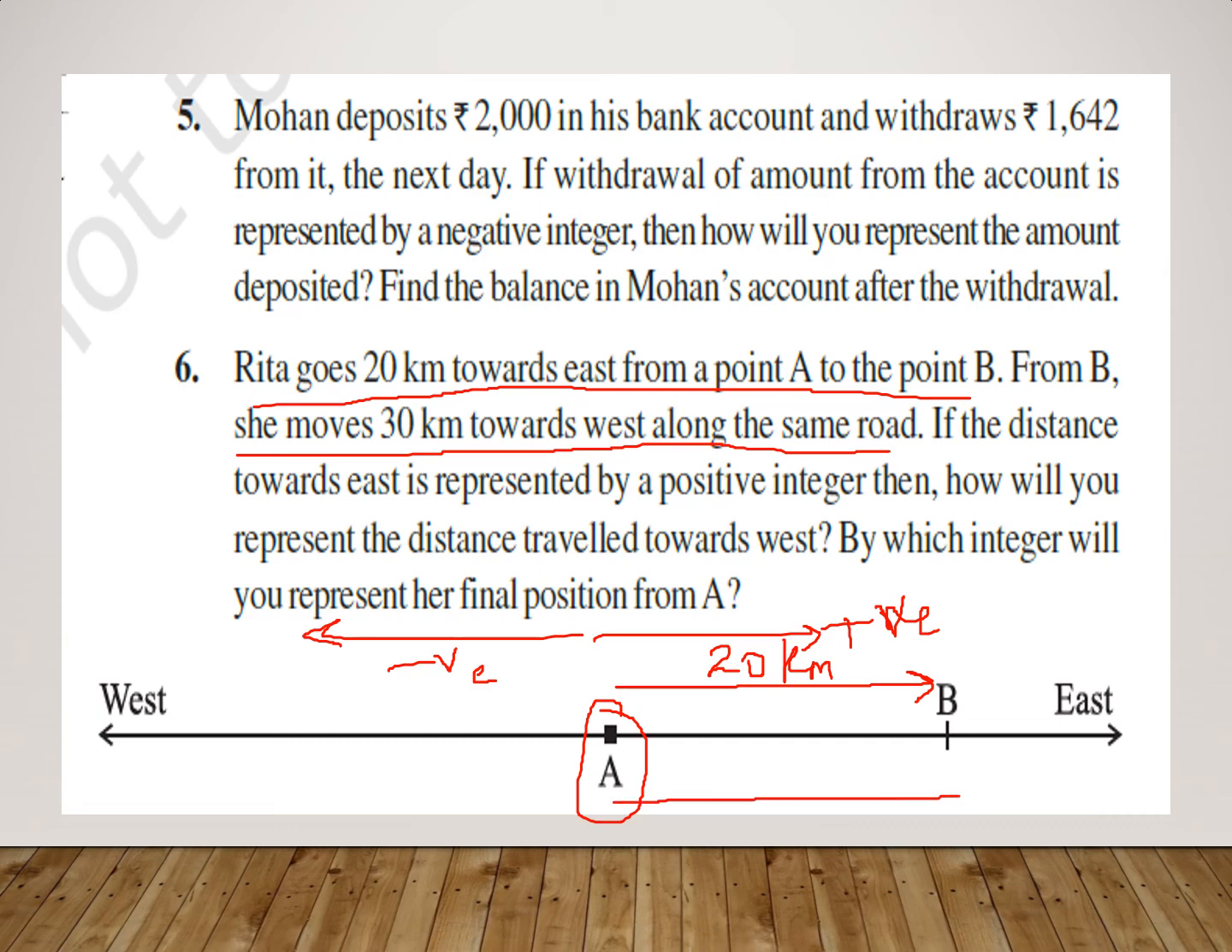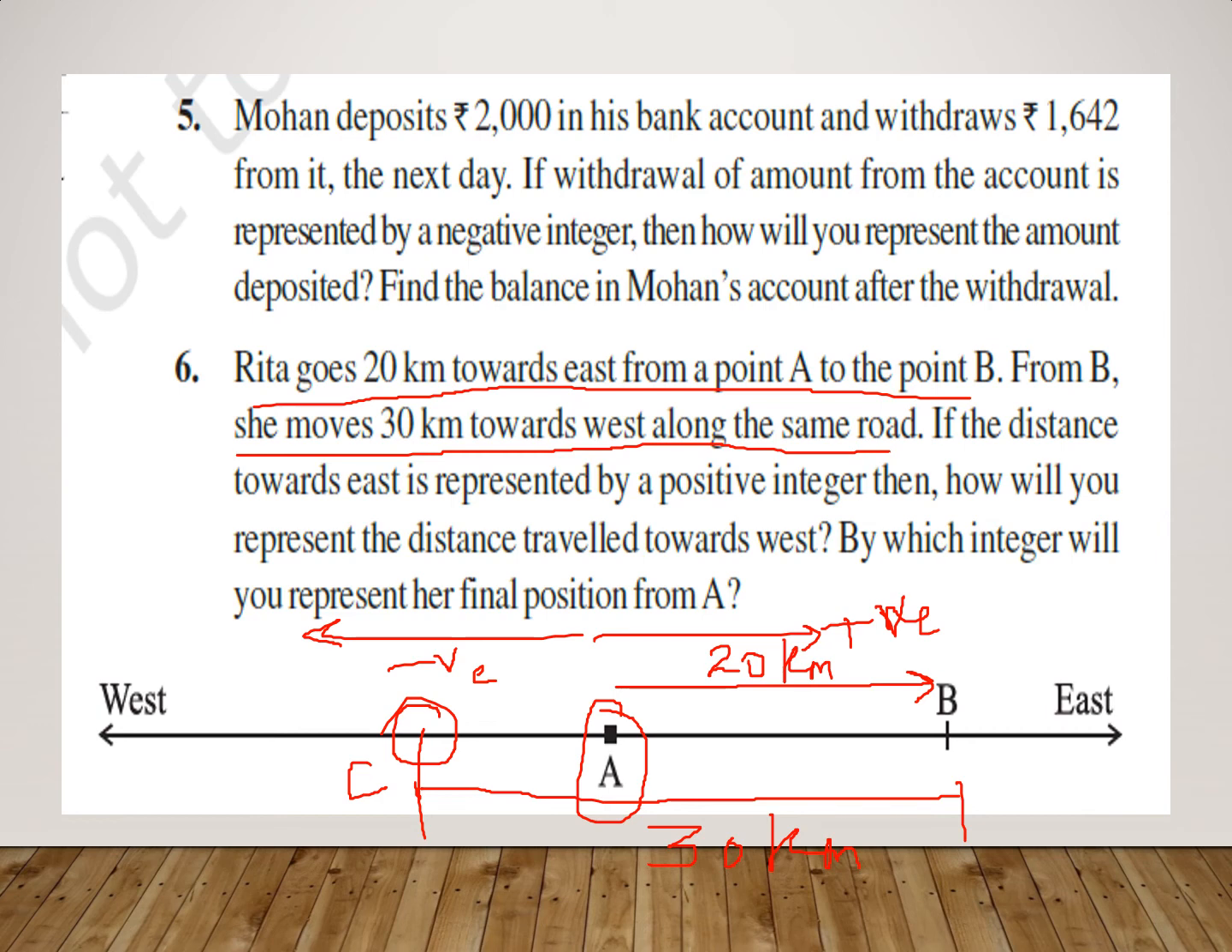That means first she reaches A and then she moves further 10 kilometers to reach this point. At this point, she is at present. Okay, now you can see this is 30 kilometers, the complete distance from here to here. Suppose this is point C. Suppose she reached point C.